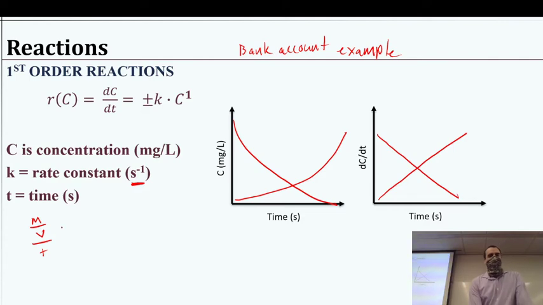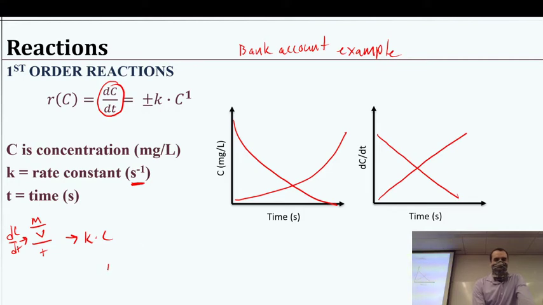And so when we take that as our entire units that we need. I'll just write it here, dC/dt is in this form. Then our K times C has to match that. So K times C to the power of 1, I'll just write it as C. That has to match. So we know C is mass per volume.